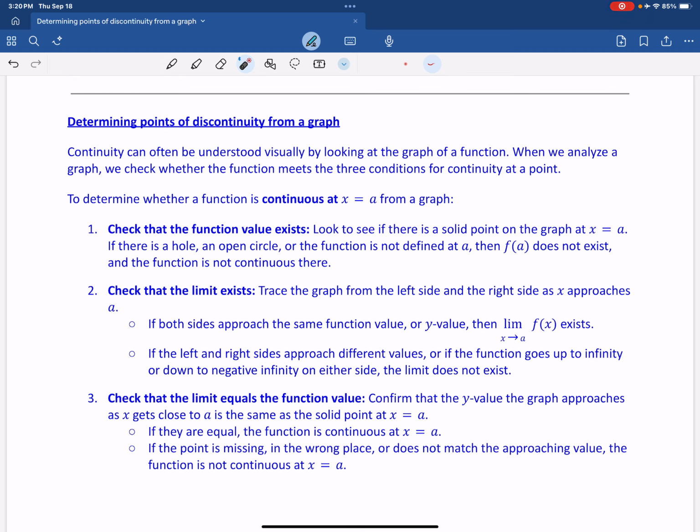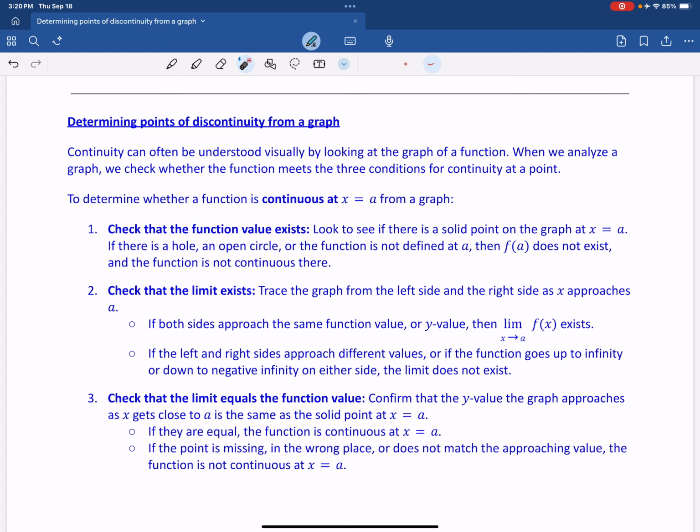So you would say the function doesn't exist at the point, so it's discontinuous there. The second thing you need to do is check that the limit exists. And remember, this is where we had to trace the graph from the left side and the right side as x approaches that given value. If both sides approach the same function value or y value, then the limit exists.